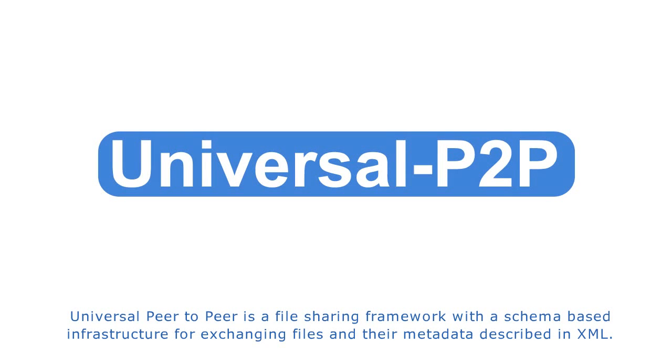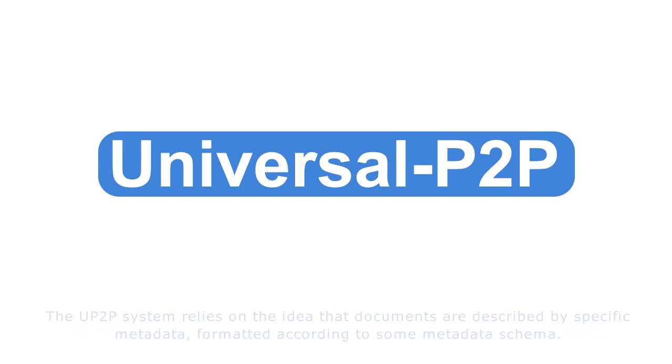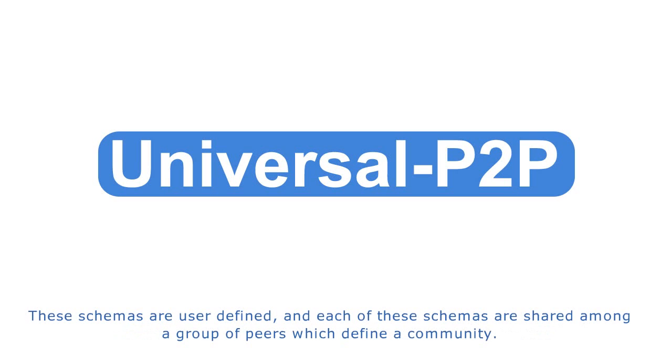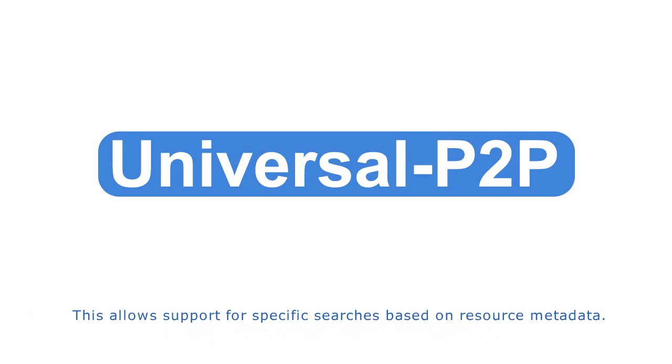Universal Peer-to-Peer is a file-sharing framework with a schema-based infrastructure for exchanging files and their metadata described in XML. The UP2P system relies on the idea that documents are described by specific metadata, formatted according to some metadata schema. These schemas are user-defined, and each of these schemas are shared among a group of peers which define a community. This allows support for specific searches based on resource metadata.